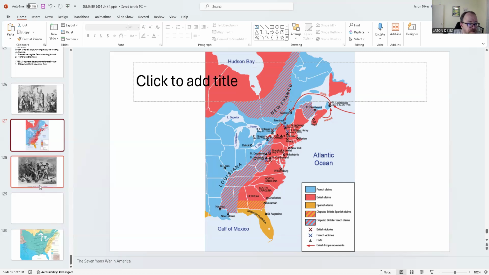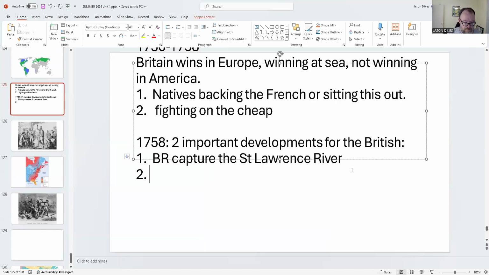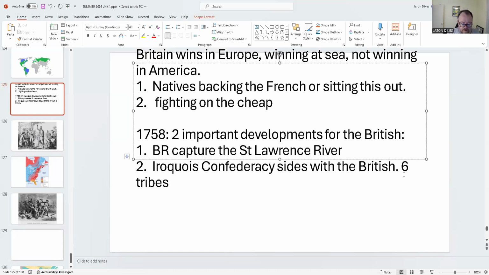The second thing that happens, the Iroquois Confederacy sides with the British. The Iroquois Confederacy is made up of 6 tribes. New York, Canada.